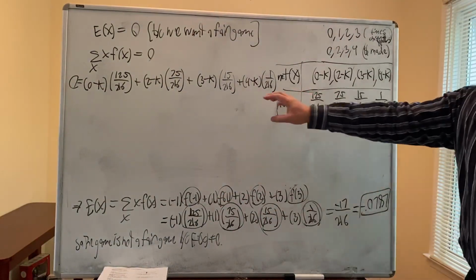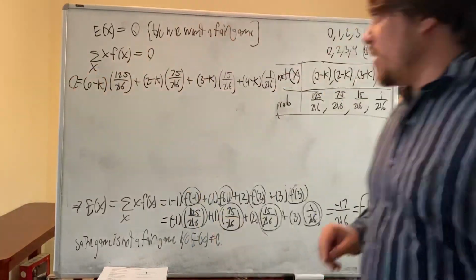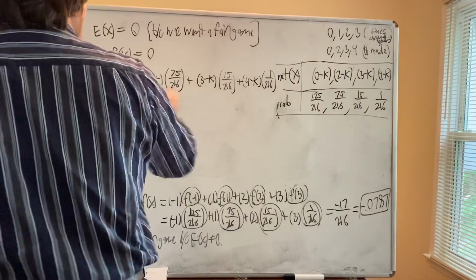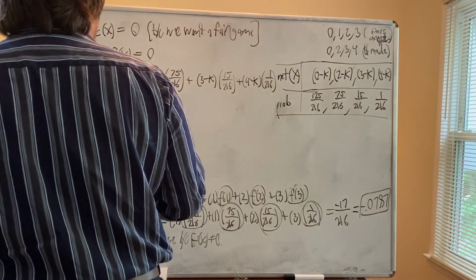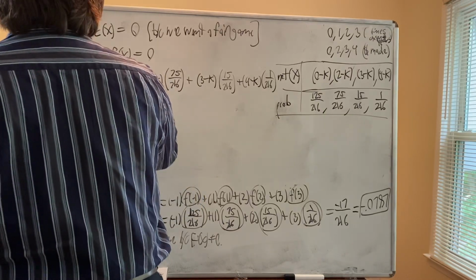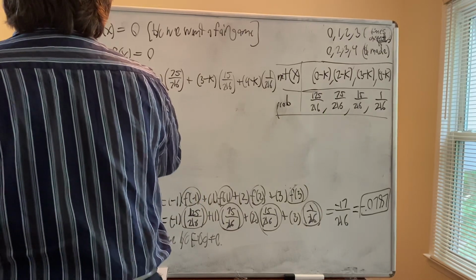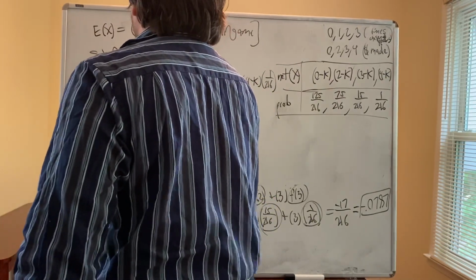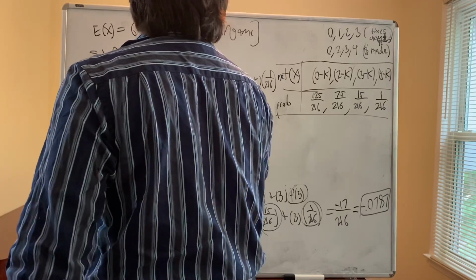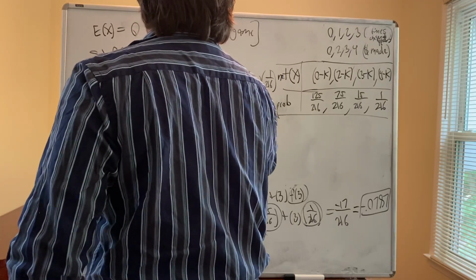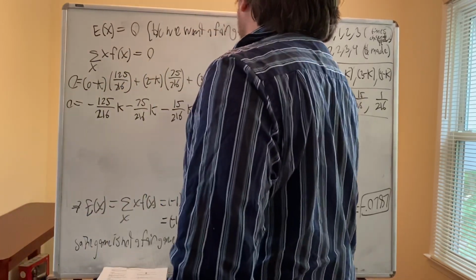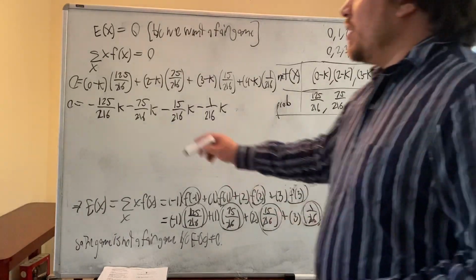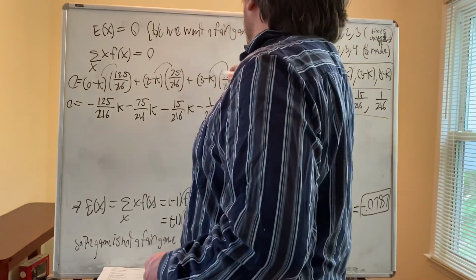Okay, so that's E of X, and I'm just putting the equals 0 on that side because I ran out of room. So 0 is equal to that. That's the expected value. And so what does this become? You get a negative 125 over 216 K, a minus 75 over 216 K, a minus 15 over 216 K, a minus 1 over 216 K, right? This times this, this times this, this times this, and this times this.